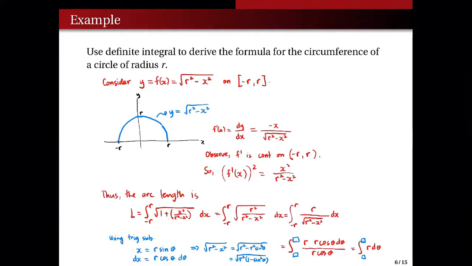And then this guy here, let me adjust this. This guy here will just be r squared cosine squared theta. You take the square root, and this is your r cosine theta.